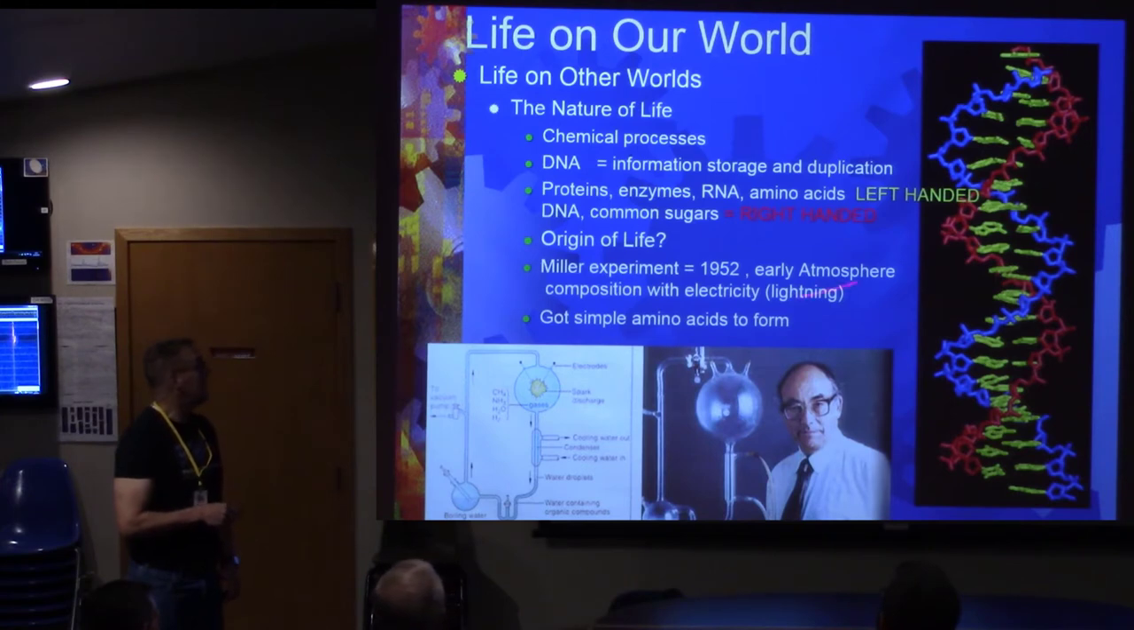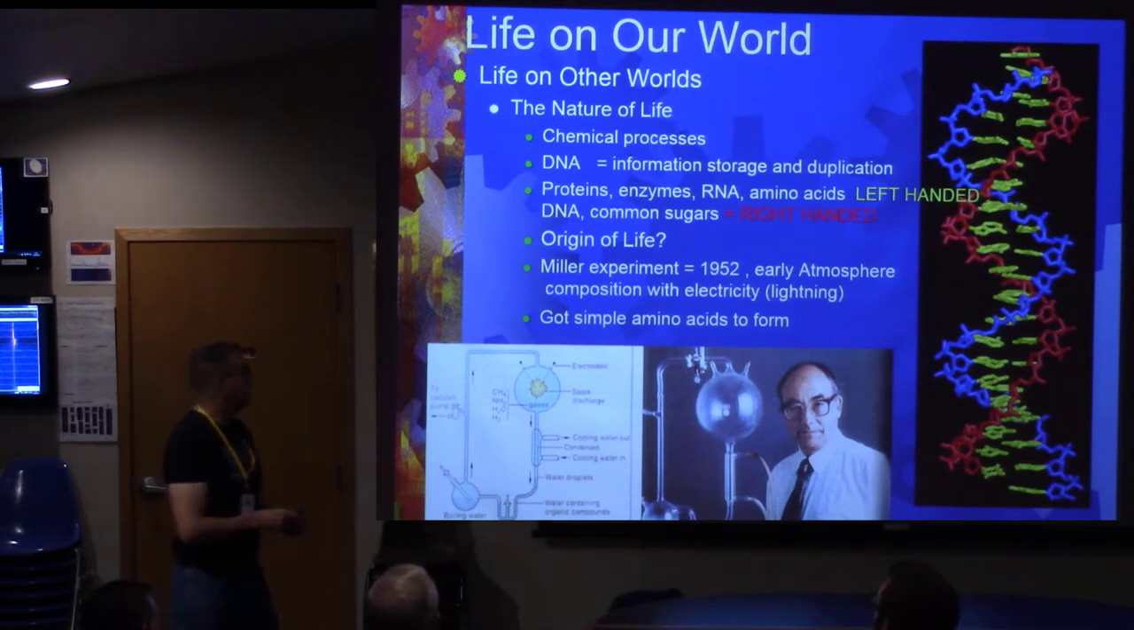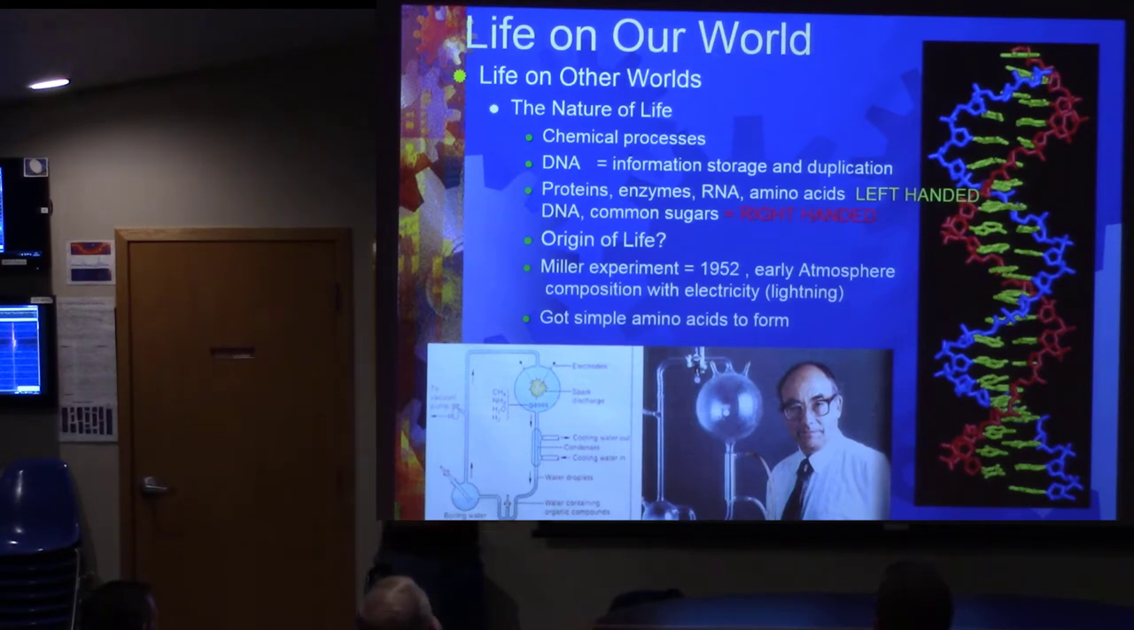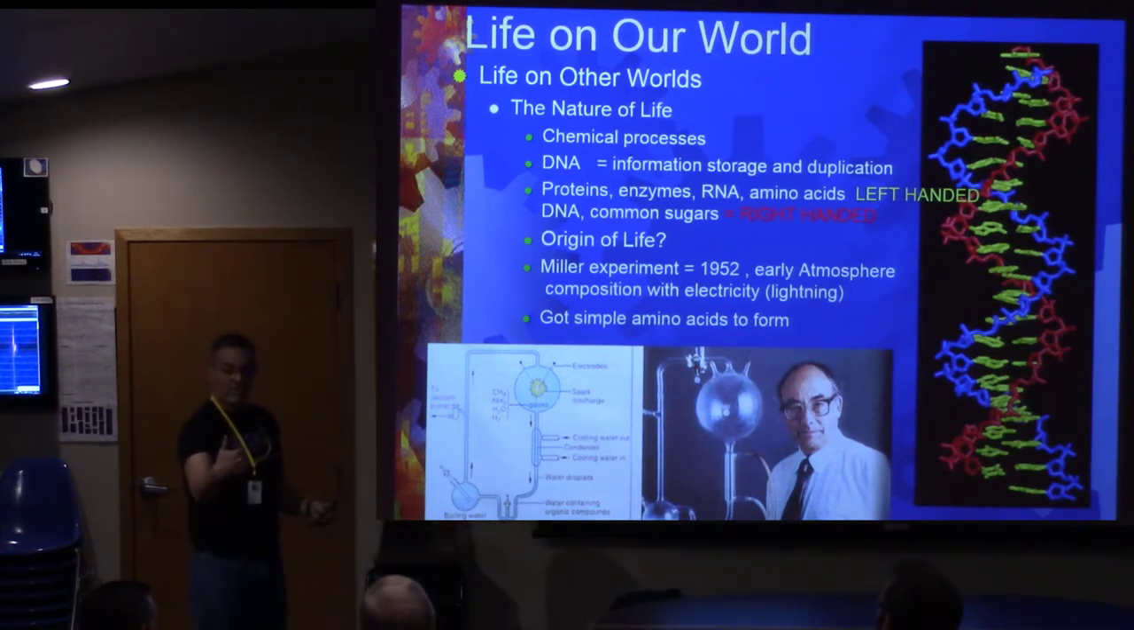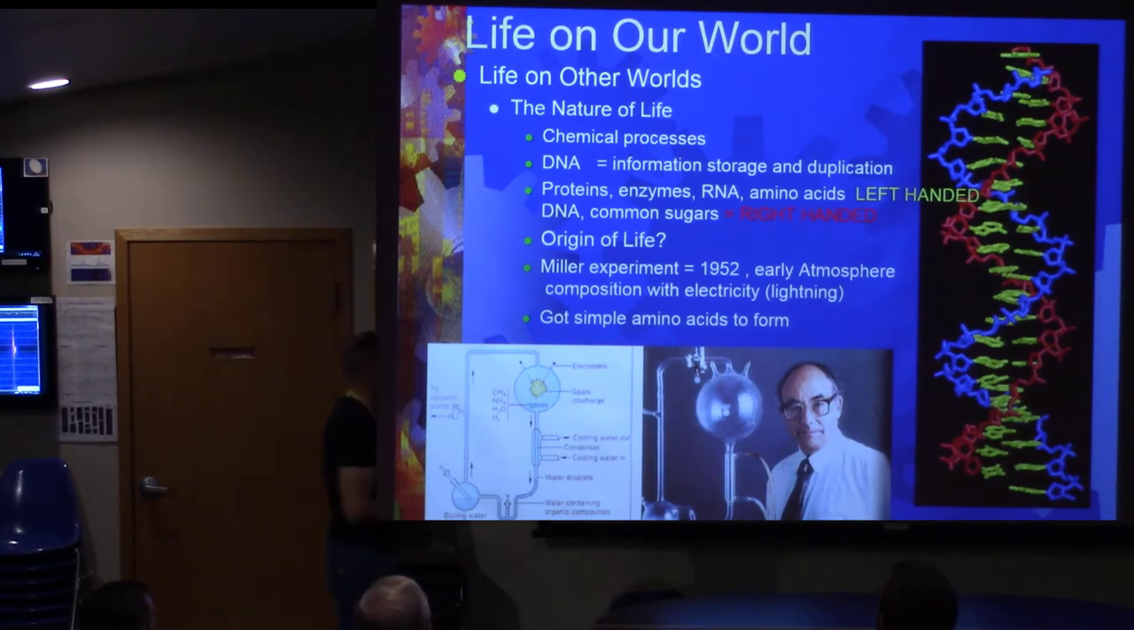What's interesting is on the Earth, proteins, enzymes, RNA, and amino acids are all left-handed. So if you go the direction they spiral, then your hand curves like this. So the building of that goes in that direction. Right-handed are the DNA and sugars. Huh. And that is universally the way the Earth works.